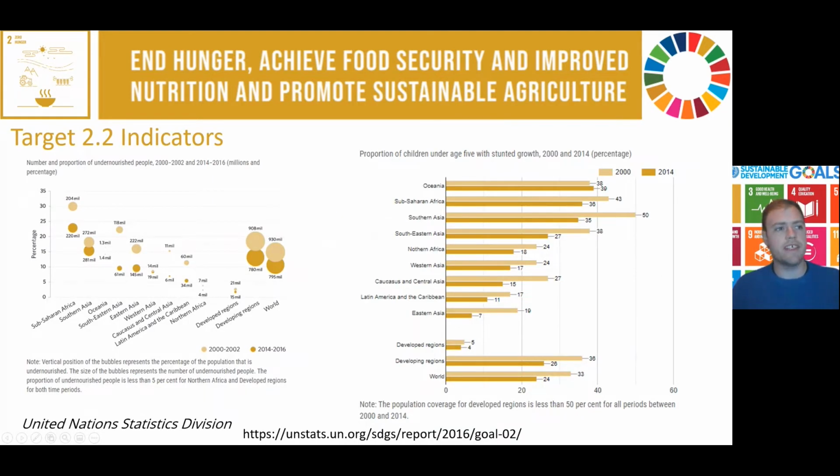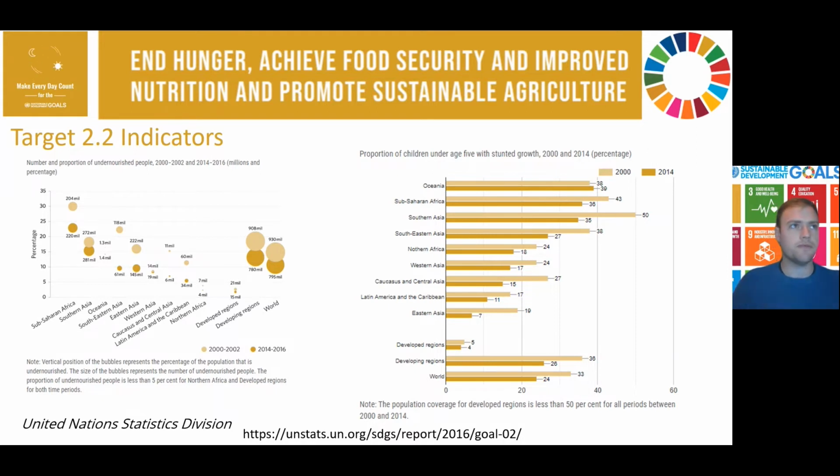So this is what some of the data looks like when we start drilling down into that to track these goals. This is what progress towards the goals or progress away from the goals actually looks like when we get the data. We're looking at the indicators for goal 2 and target 2.2. On the left, we have the number and proportion of undernourished people, 2000 to 2002 and 2014 to 2016. You can see generally we've made progress in reducing the number and percentage of malnourished people within the world from 2002 to 2016.